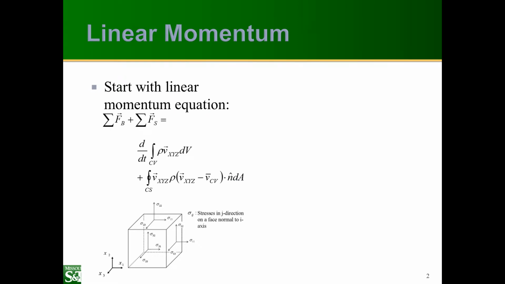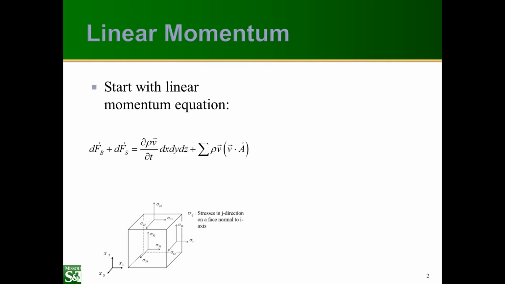And here we have all our stresses, our shear stresses and our normal stresses on the surface of our differential cube. So we're going to assume that this control volume is very small, and that allows us to reduce the volume integral and surface integral to summations. The volume integral just becomes change in momentum over the volume, and then we have the summation over each face of the cube for our momentum in and momentum out.